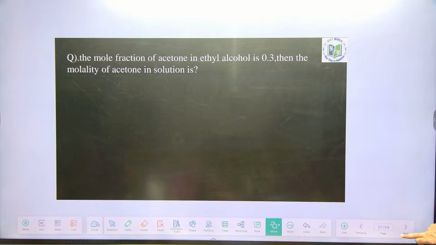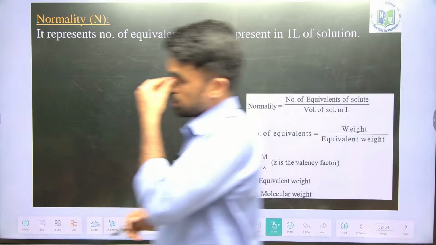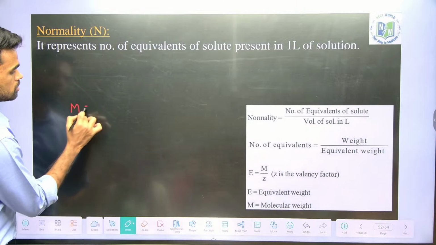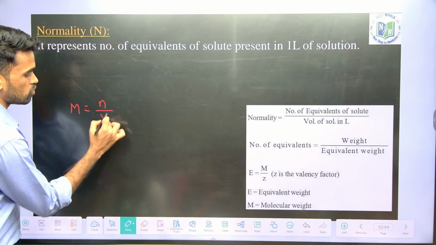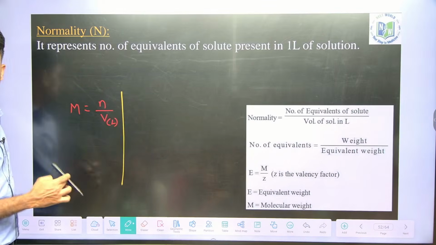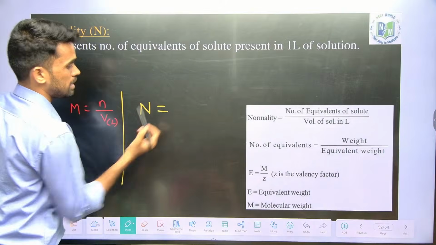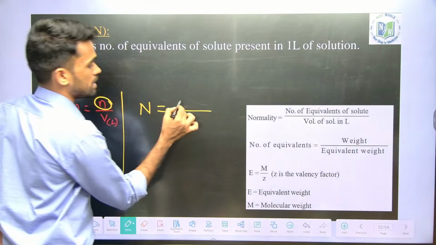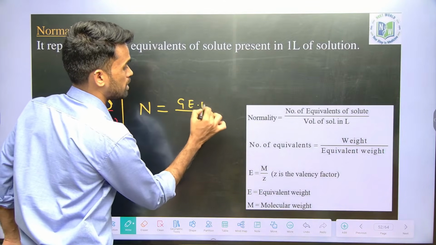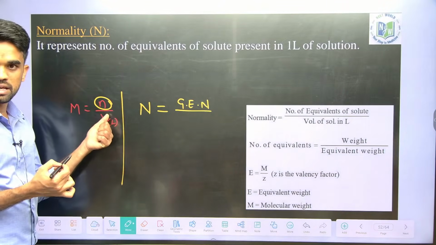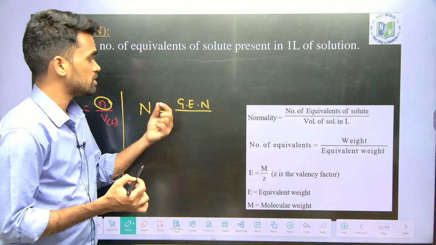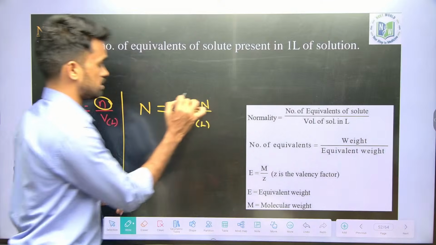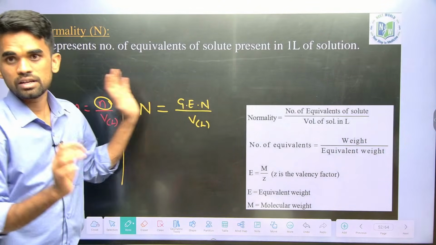Done? Okay. Normality. See, molarity is what we have discussed: moles of solute by volume of solution in liters. Similar to this, we have a new term now, normality, indicated with the symbol N. Here, instead of moles, we will be saying number of gram equivalents. So number of gram equivalents by volume of solution in liters. Here it is moles, here it is gram equivalents, that's it.